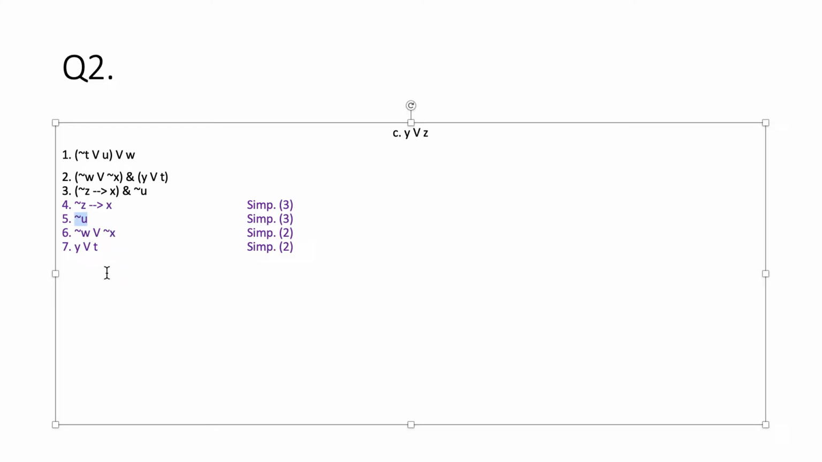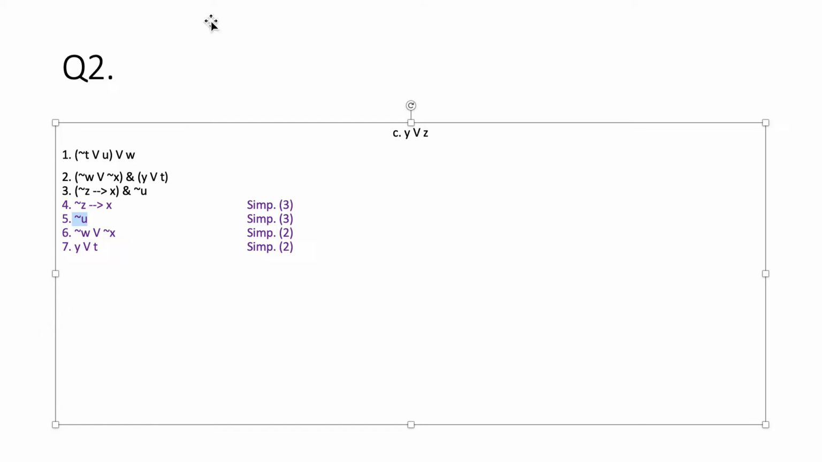Now I look at what I have on line 5 and I look at what I have on line 1, and I think I can use a combination of commutativity and then association to convert line 1 into a disjunction that's going to enable me to use that disjunction together with not U. I'm going to be able to use those 2 lines and the rule of disjunctive syllogism.